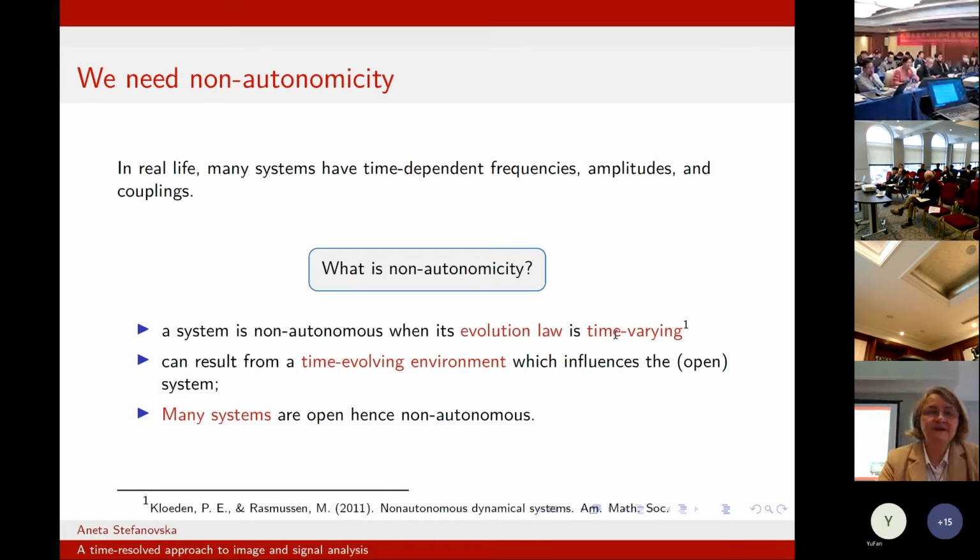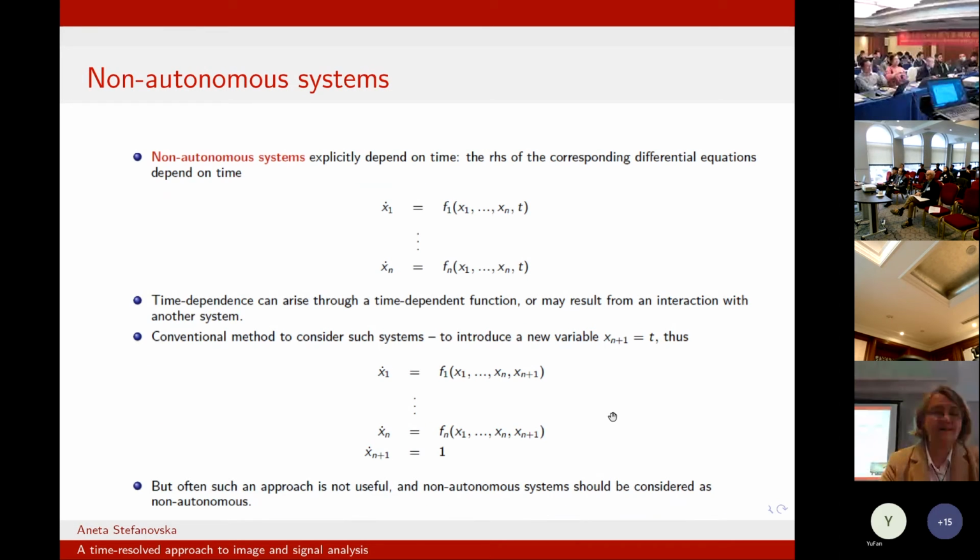I will now spend some time to explain that we need non-autonomicity. You may ask, what is non-autonomicity? It's when the system's evolution law is time varying. It's still deterministic, but time varying. It can result from a time evolving environment, which usually influences thermodynamically open systems. I don't have time to define them in detail, but in brief, they are systems that are not left alone, that cannot be isolated from the environment. Many systems are open, almost no living system is isolated, and we have to think about them in the right way.